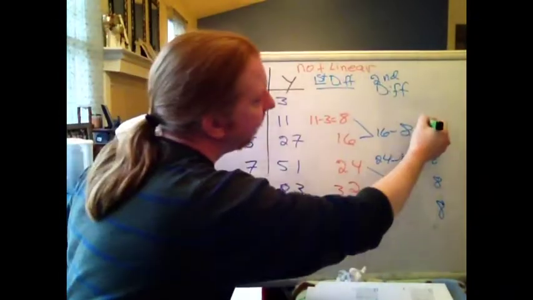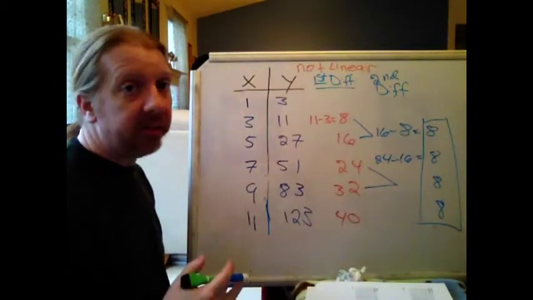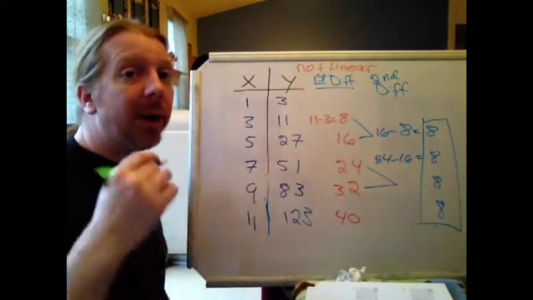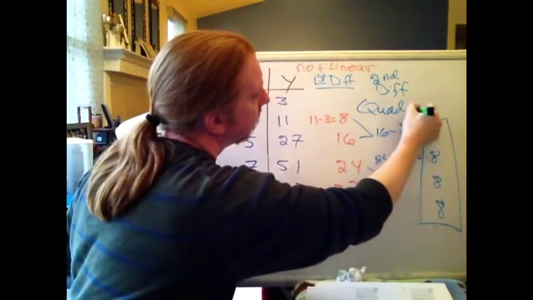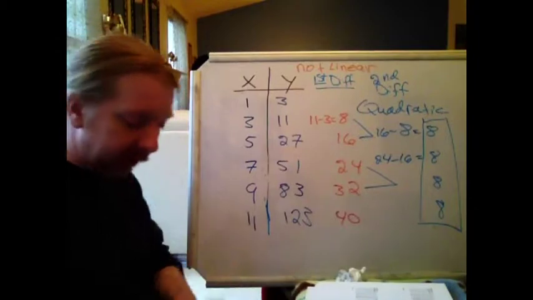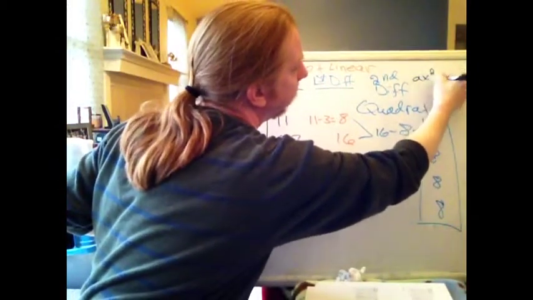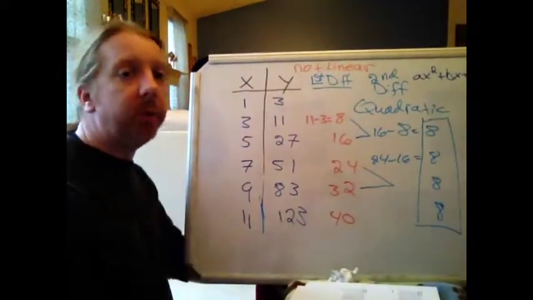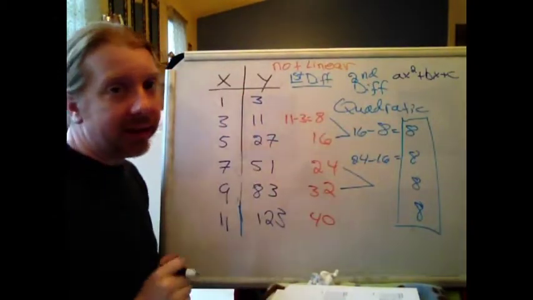When I compare the second differences, that shows me that I have a constant value. If the second difference is constant, then I'm looking at a quadratic as my best fit. As we've learned earlier, a quadratic expression is any equation I can write that fits the form ax squared plus bx plus c. So I can use that as a tool in order to figure out what equation would best model this set of data.